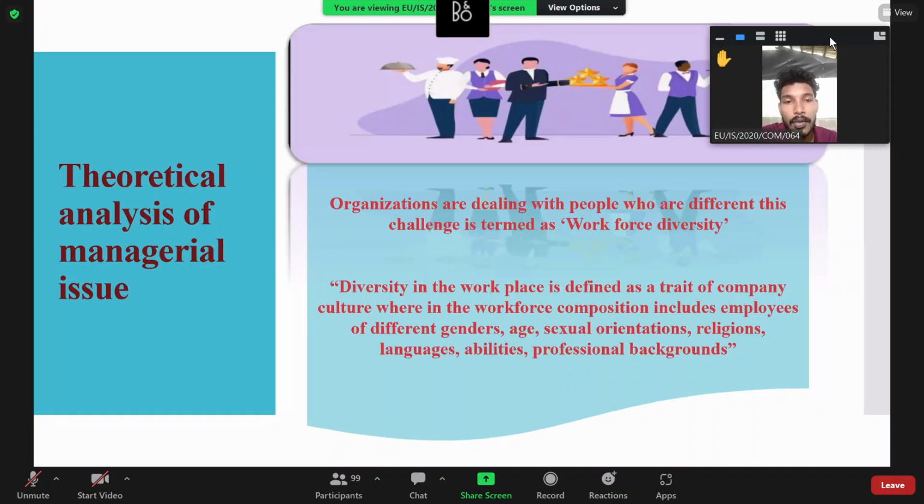Organizations are become more diverse in terms of gender, race, ethnicity. Researchers are defining that diversity in the workplace defines the trait of company culture, wherein the workforce composition include employees of different gender, age.